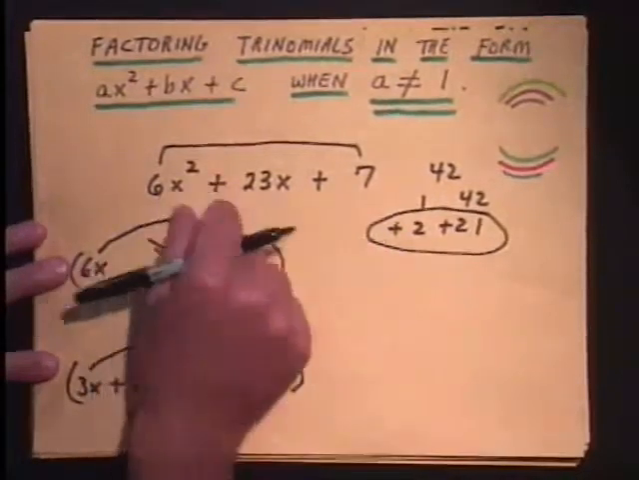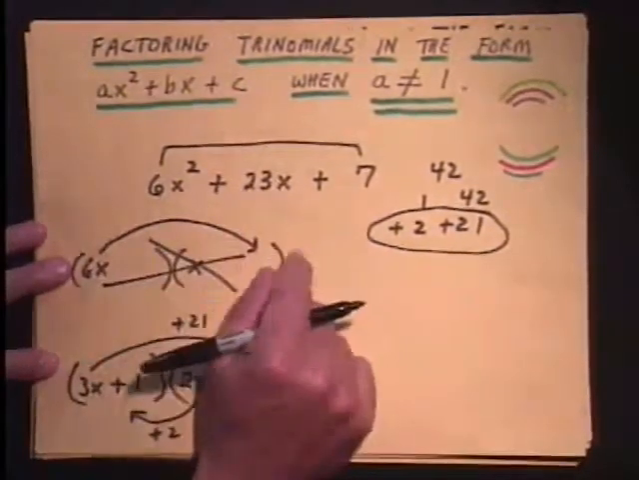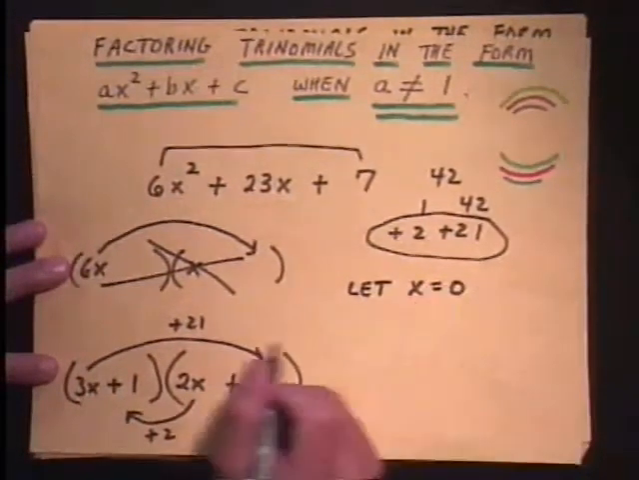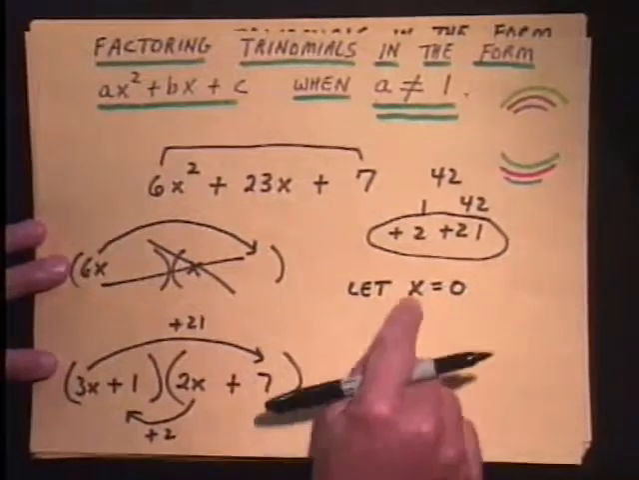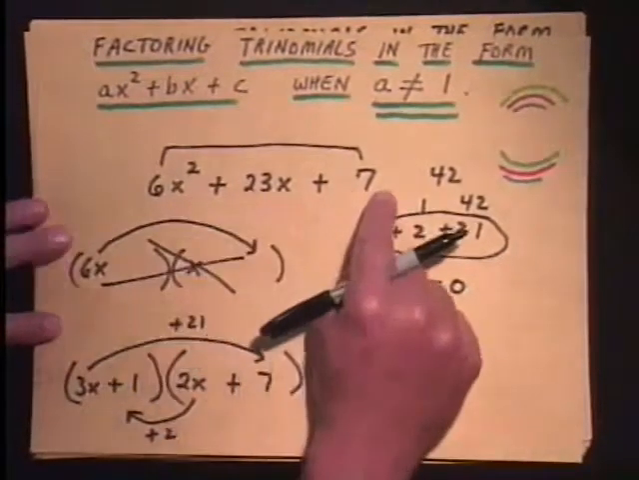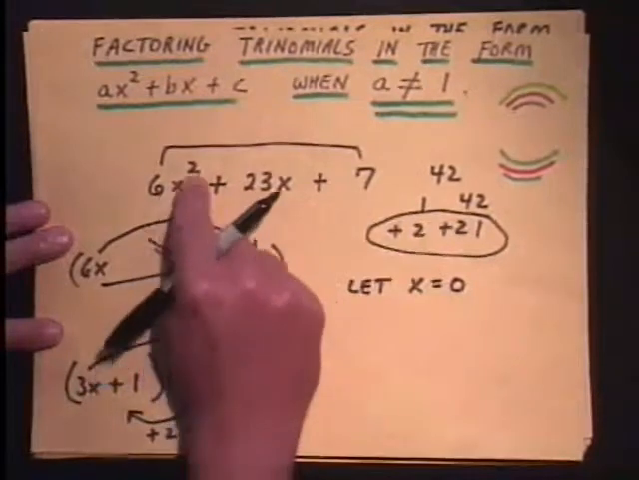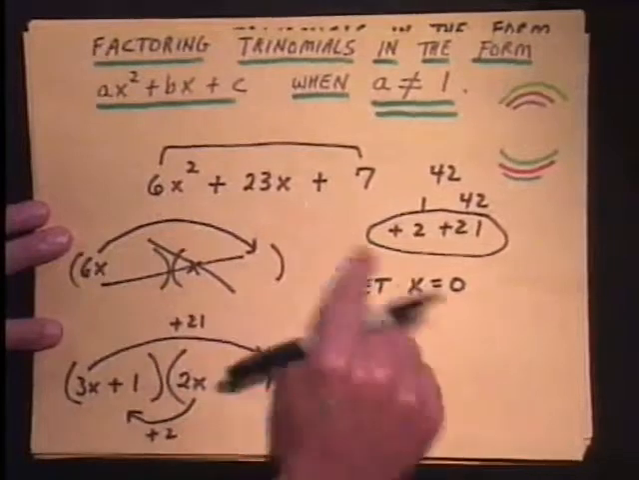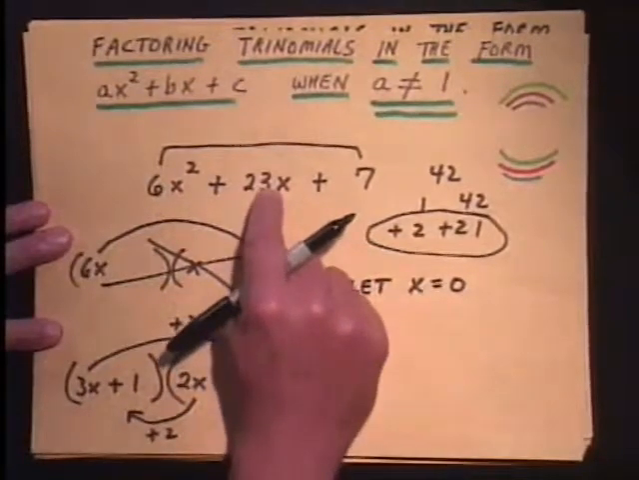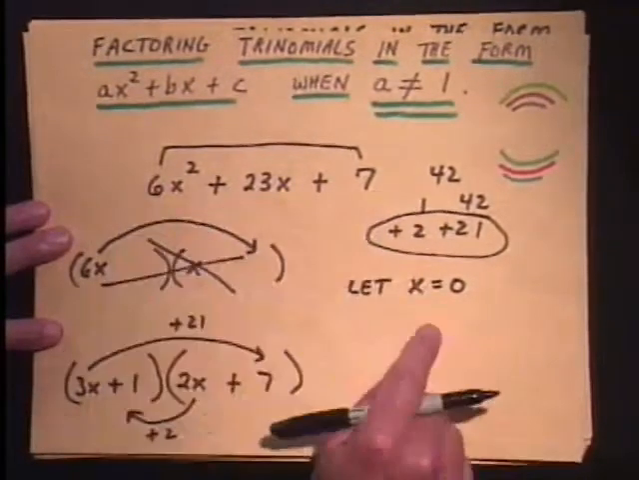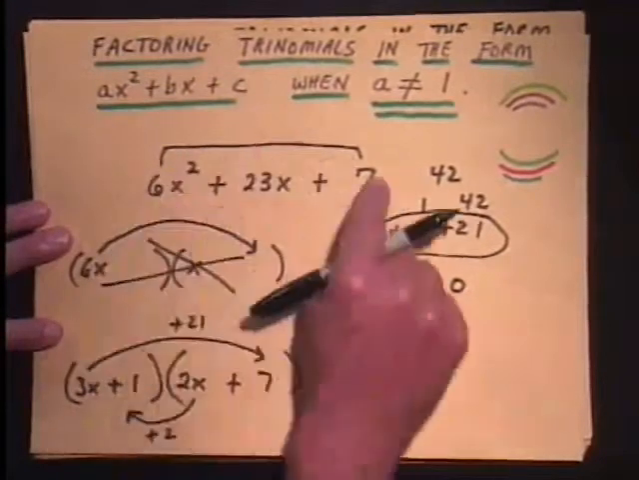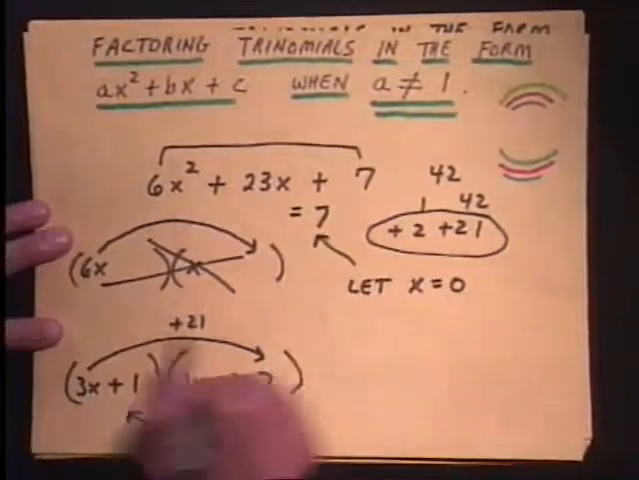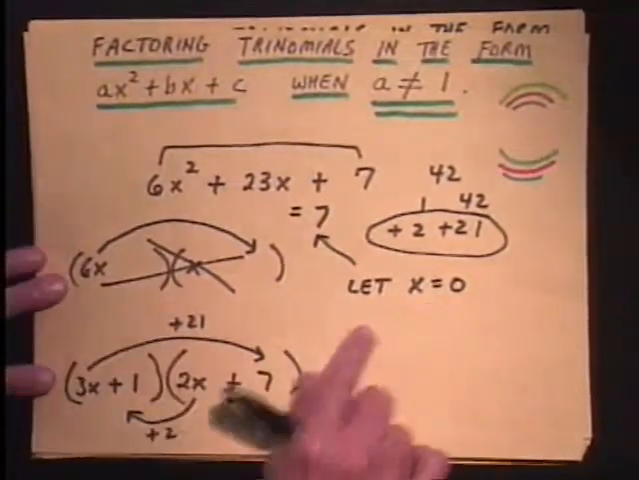Remember, all these variables are, folks, are numbers in disguise. Let x be some number, any real number you want. And I always pick 0 because 0 is such an easy number to check. So if I plug in 0 in this trinomial for x's here, I get 6 times 0 squared, which all goes to 0, plus 23 times 0 is 0, plus 7. So when I plug 0 in for all the x's in this trinomial, it spits me out a 7, doesn't it? Now watch what happens in the factored answer down here.